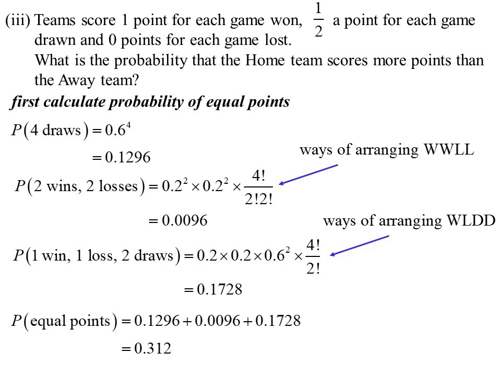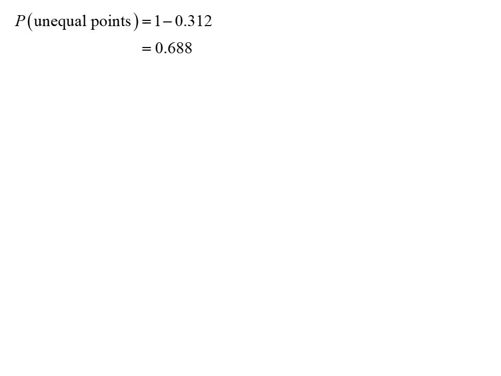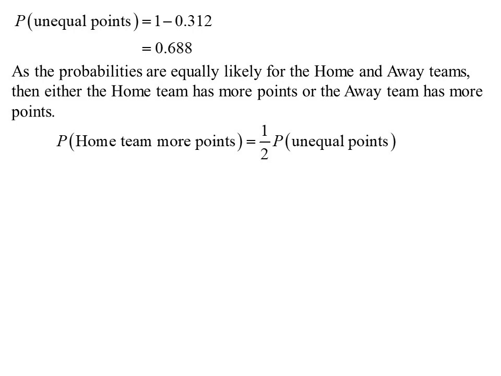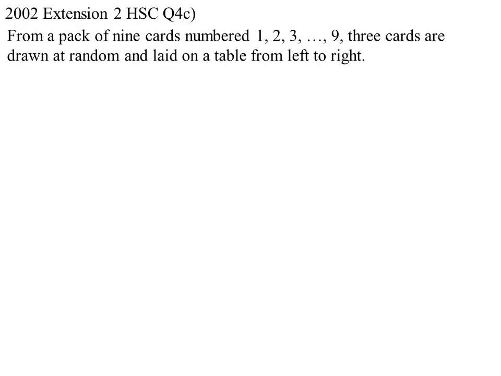So the probability they get the same number of points is 0.312. Therefore the probability that there are unequal points would be 0.688. But the probability of a win was equally likely as the loss. We end up with a half of the unequal points being when the home team has more, and the other half when the away team has more. And so we have our answer, 0.344.